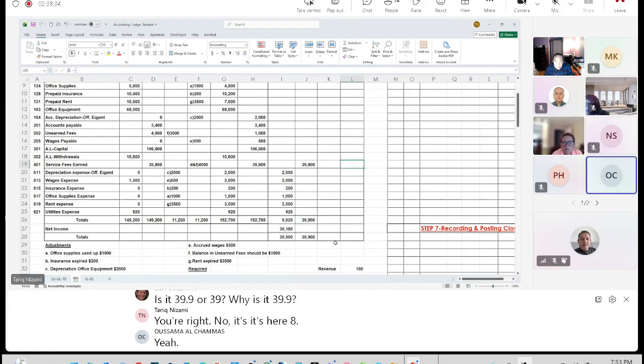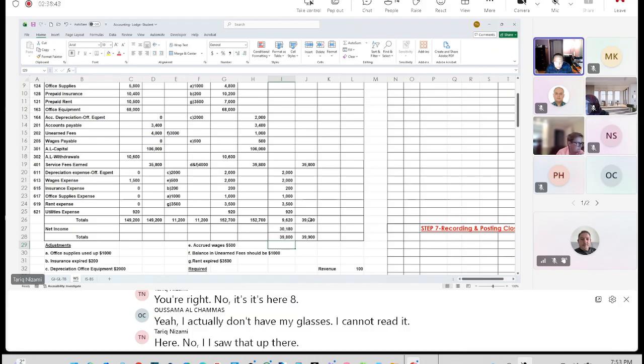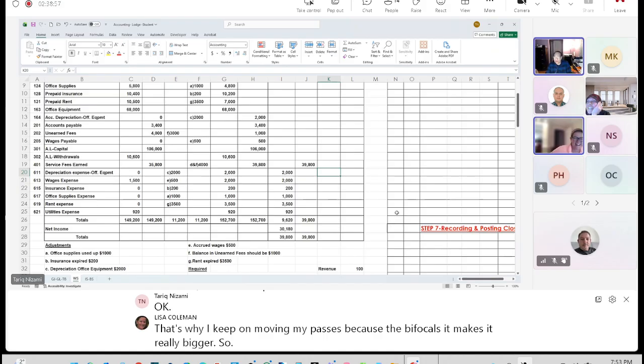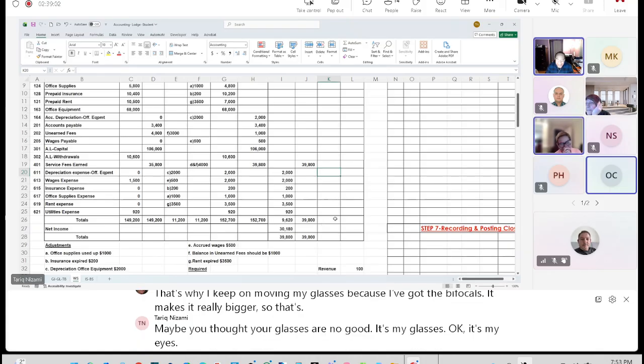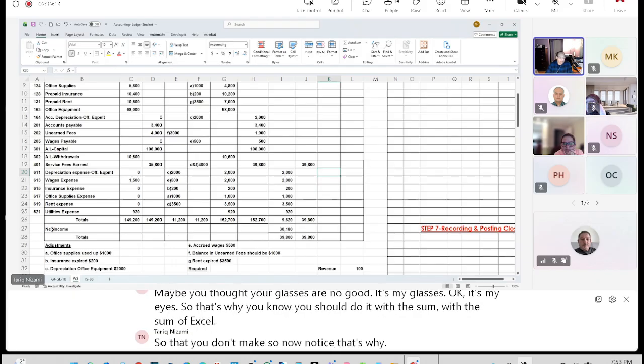I don't have my glasses, I cannot read it. That's why I keep moving my glasses, because I have bifocals. Maybe your glasses are no good. It's my eyes. That's why you should do it with the sum in Excel, so that you don't make mistakes. So now notice, that's why this is written here.